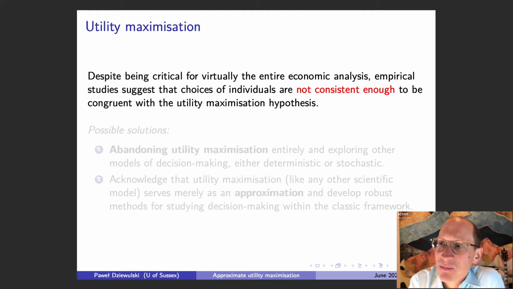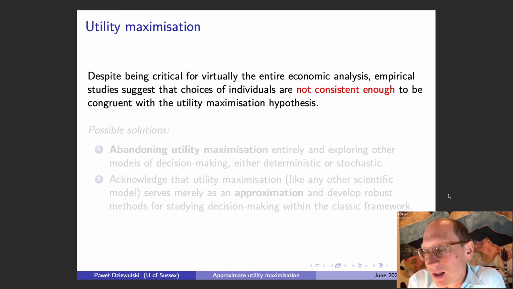But at the same time, the problem with this assumption is that when it comes to empirics, it doesn't do that well, in the sense that if we look at choices of individuals, they seem not to be consistent enough to be congruent with the utility maximization hypothesis, and that's kind of an issue, right?